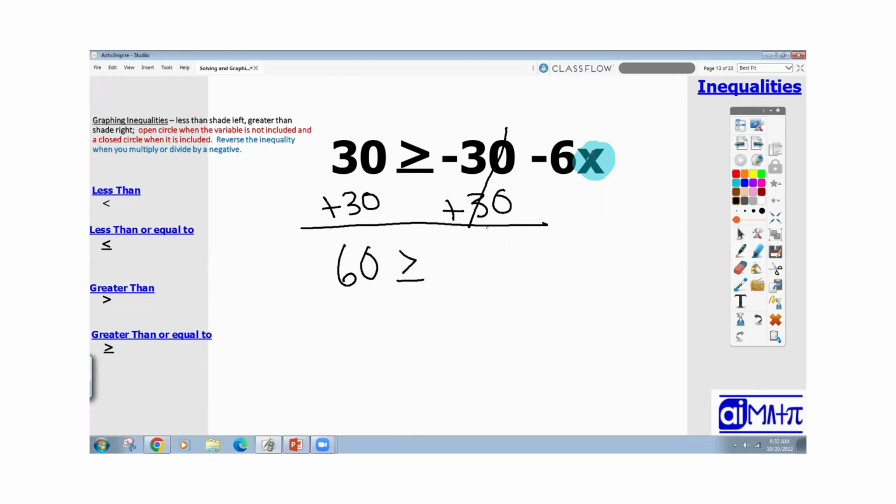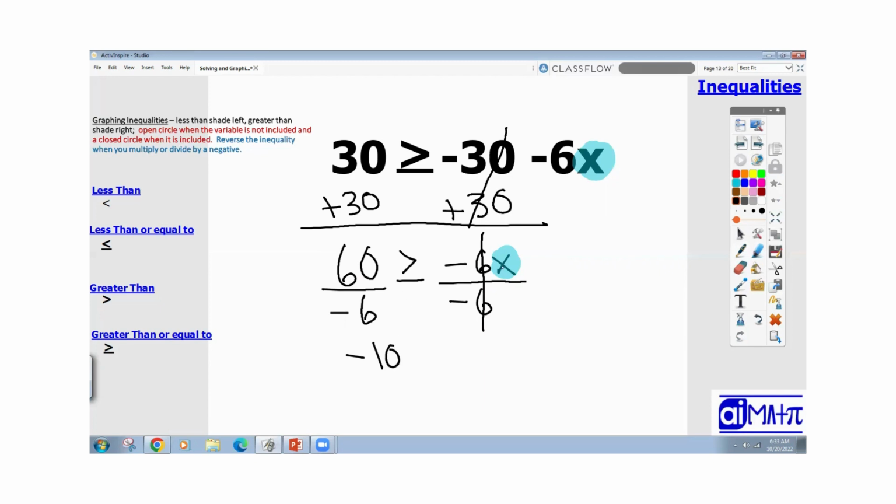Drop down the greater than or equal to sign, and then drop down the negative 6x. I'm sorry, the opposite of multiplying by negative 6 is dividing by negative 6, because I'm concerned with the x. I want to do the opposite here, which is dividing by negative 6. Negative 6 divided by negative 6 is just positive 1. And then 60 divided by negative 6 will give me negative 10.